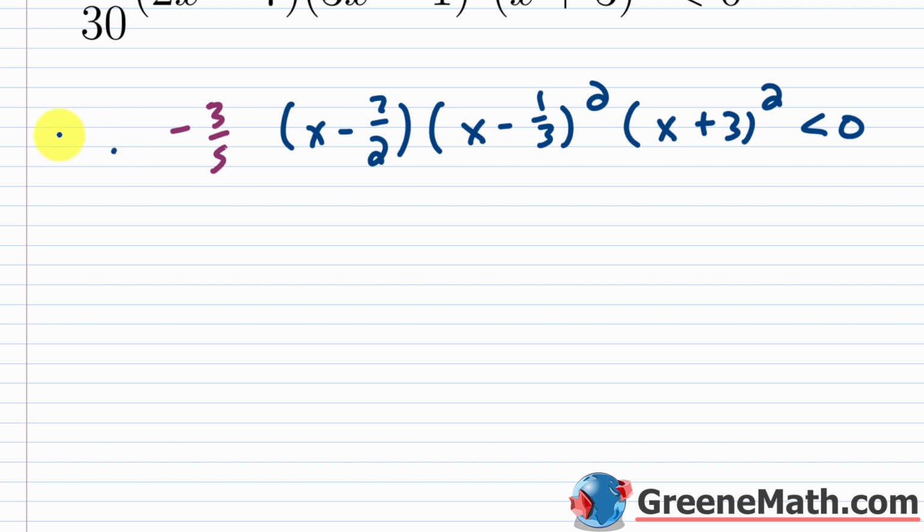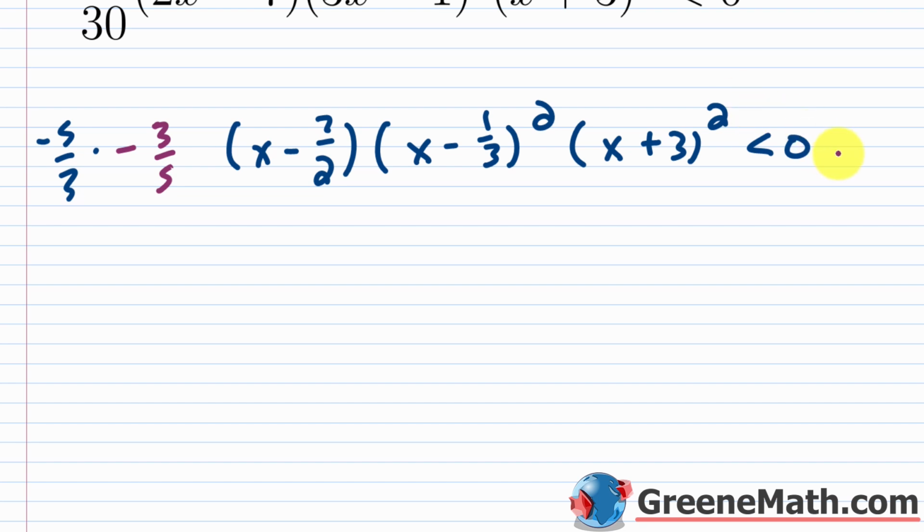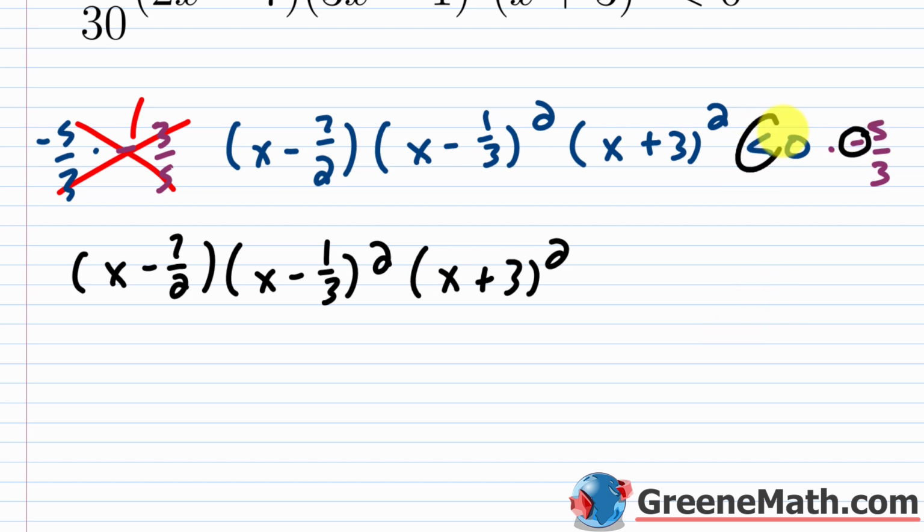And I'm just going to multiply this by negative 5/3 over here. Let me scooch this down. So I'm going to go times negative 5/3 over here. So this would cancel and just give me a 1. So on the left, I have the quantity x minus 7 halves times the quantity x minus 1 third squared times the quantity x plus 3 squared. And instead of this being a less than, again, because I multiplied both sides by a negative there, you've got to flip the direction of the inequality symbol. So we're going to flip. So this isn't a less than, this is a greater than. So 0 times anything is 0, so this is still 0 over here.